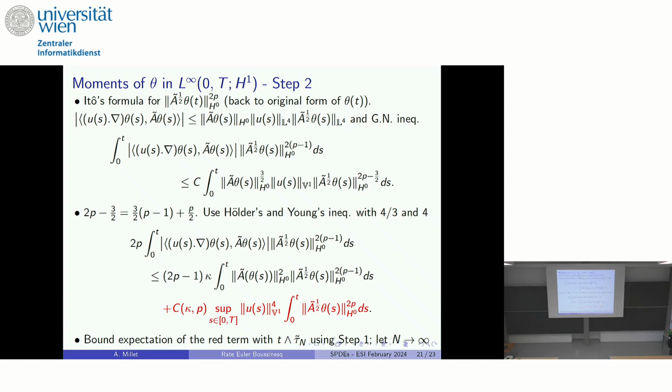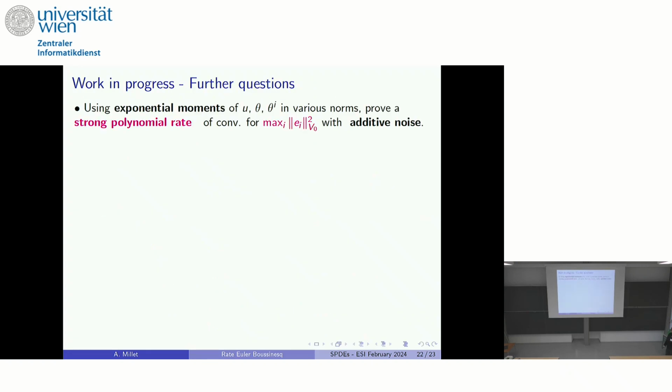You end up with the control of this bad term, which is upper-estimated by a mixture of something which appears in the left-hand side because of the regularizing effect of the Laplace operator. And here the extra term is going to be the supremum of the H1 norm for the velocity, that's fine, multiplied by this integral. And since you know how to control things with the supremum of t outside of the expected value, you can put your hands on it.